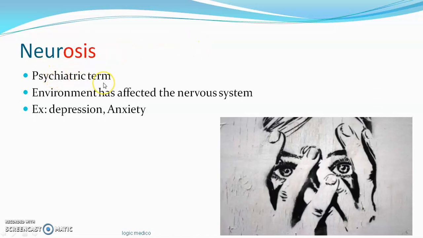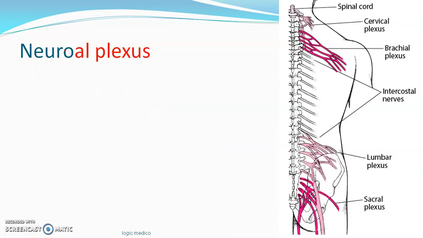Neurosis means it's a psychiatric term. It refers to the environmental influence on the mind which has affected the nervous system. Best example is anxiety and depression. That's good enough. Come on to the last, neuronal plexus. So what happens? Plexus means a network. Usually a nerve, there are 31 pair of spinal nerves. They can just come straight out. But instead of that, they form a network before supplying the actual structure of the muscle or the gland. So that network of nerve is called as neuronal plexus.